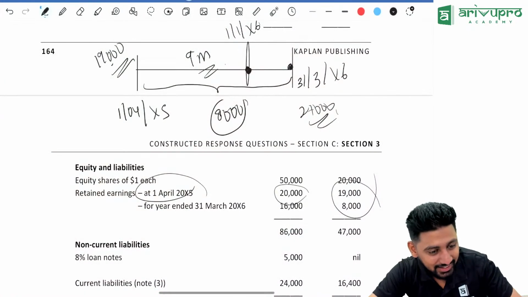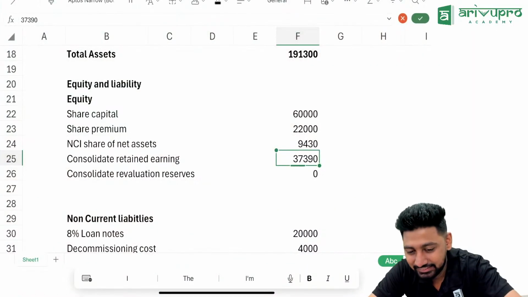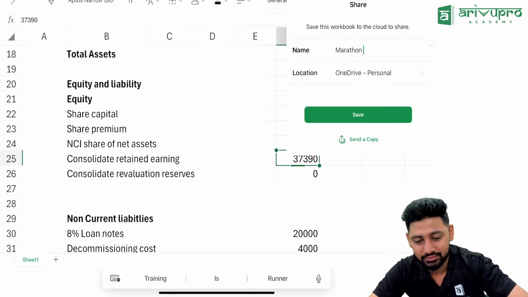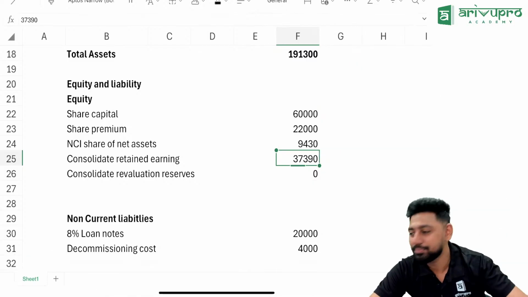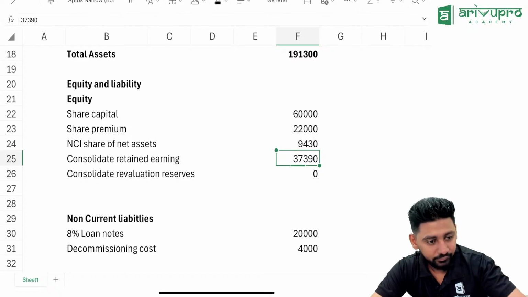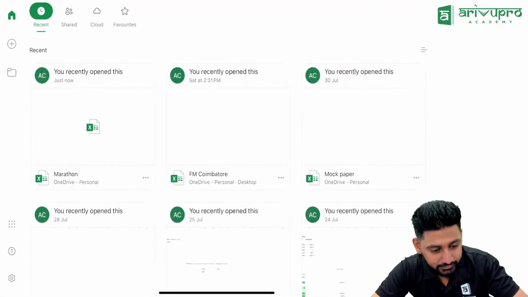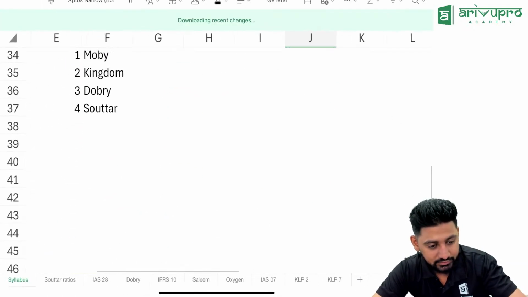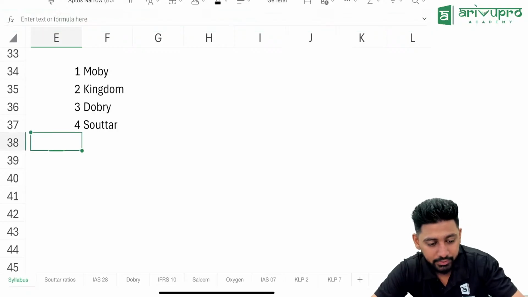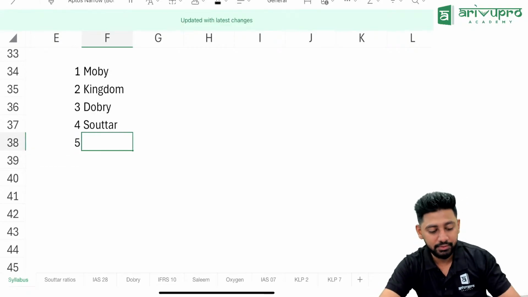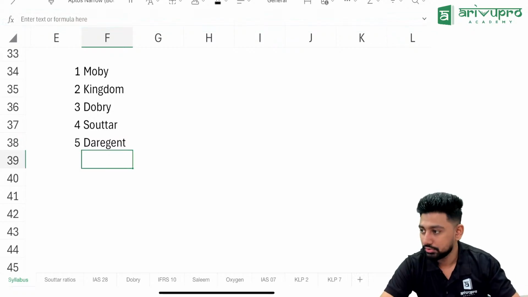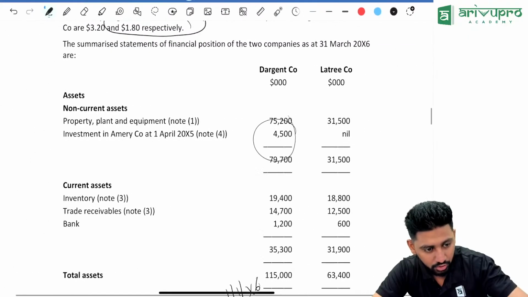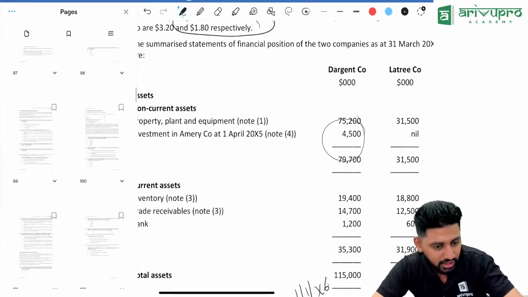Now guys, at this point in time, it is only practice that is going to help you crack it. Practice, past papers. That's it. Now guys, going back, if you look at what we've been doing all these days, I've completed Moby, Kingdom, Dobry, Sotar, number 5. We completed Dargent. Now, going with the flow, I was asked to do a consolidated P&L, which most students asked me to do.